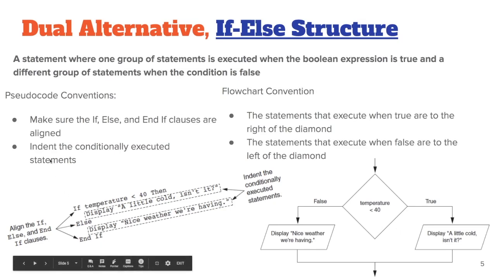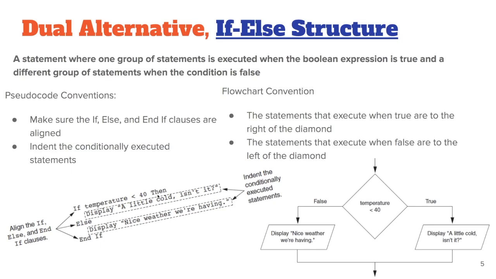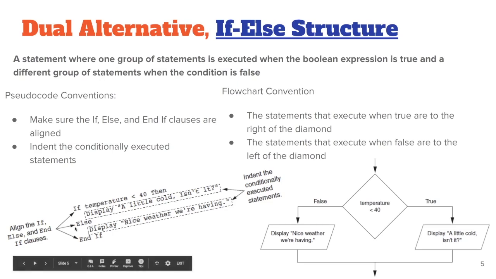So when you're doing things in pseudocode, again, you want to keep things nicely aligned, your if and your condition, and then your block of code indented, and then the word else, meaning that if this was not true, we do this instead, display nice weather we're having, and then of course the end if clause to show that the selection structure is over.